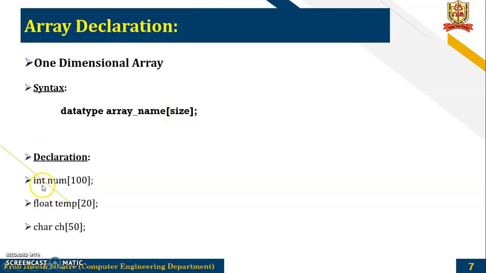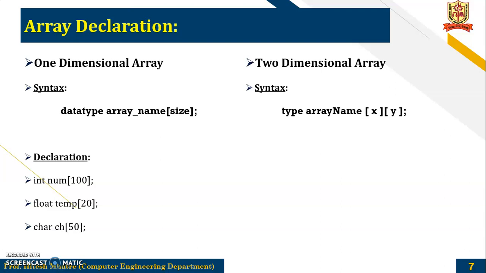Say int, this is the data type, num, this is the variable name or array name, and size, say 100. So this array will contain 100 elements of type integer. Similarly, we have float temp[20]. So this temp variable will be an array of type float and it will hold up to 20 elements. Similarly for character.